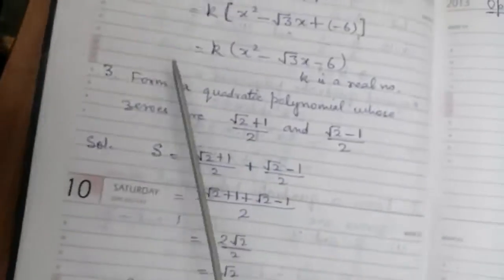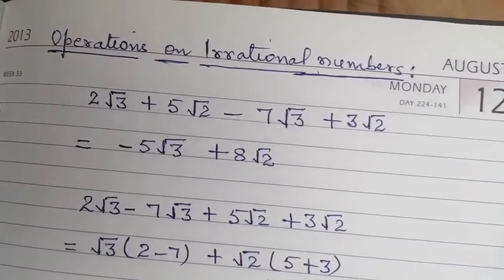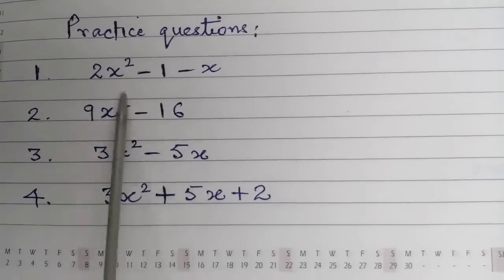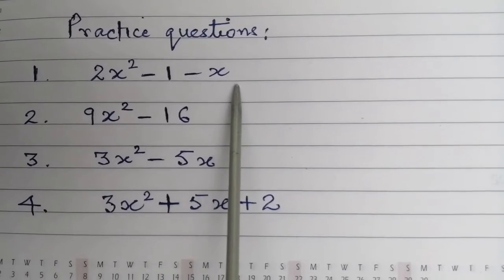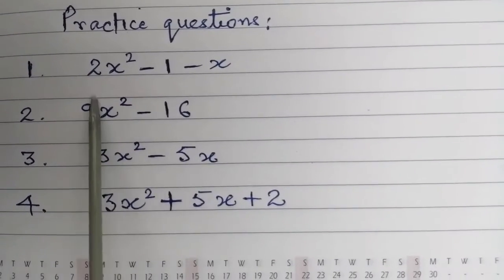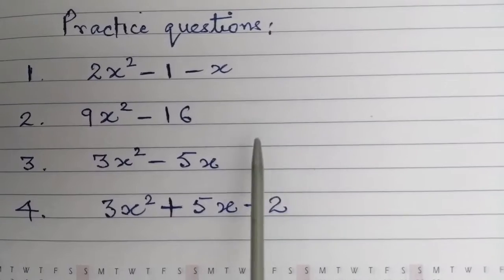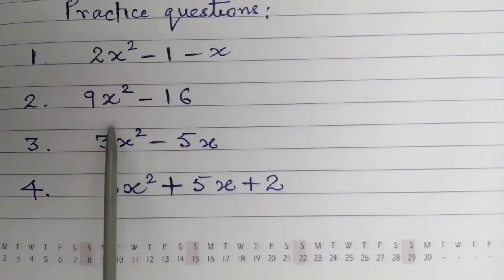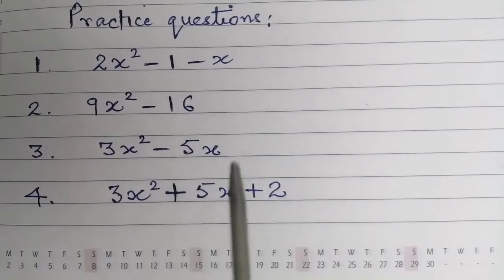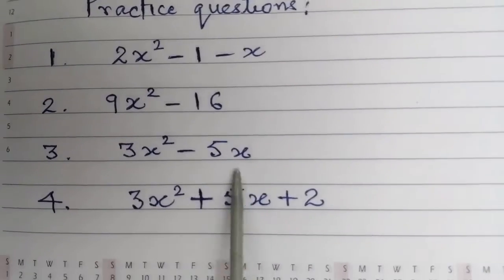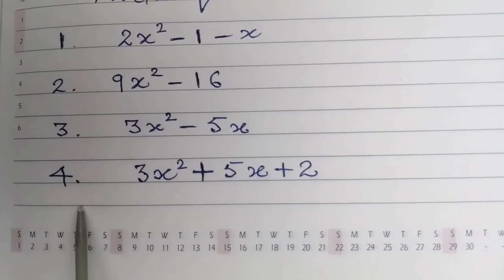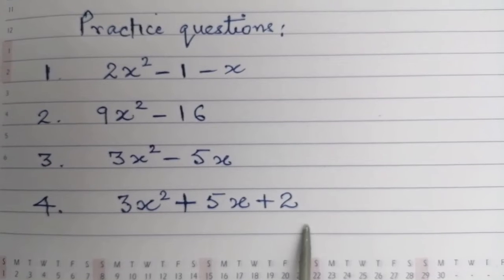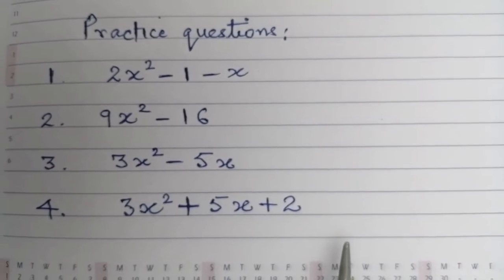I have given a few questions for practice. The question is: find the zeros for these and verify the relationship between zeros and the coefficients. First question is 2x² − 1 − x. Second is 9x² − 16. Third is 3x² − 5x. And fourth is 3x² + 5x + 2. I hope you have understood. Do practice. Thank you.